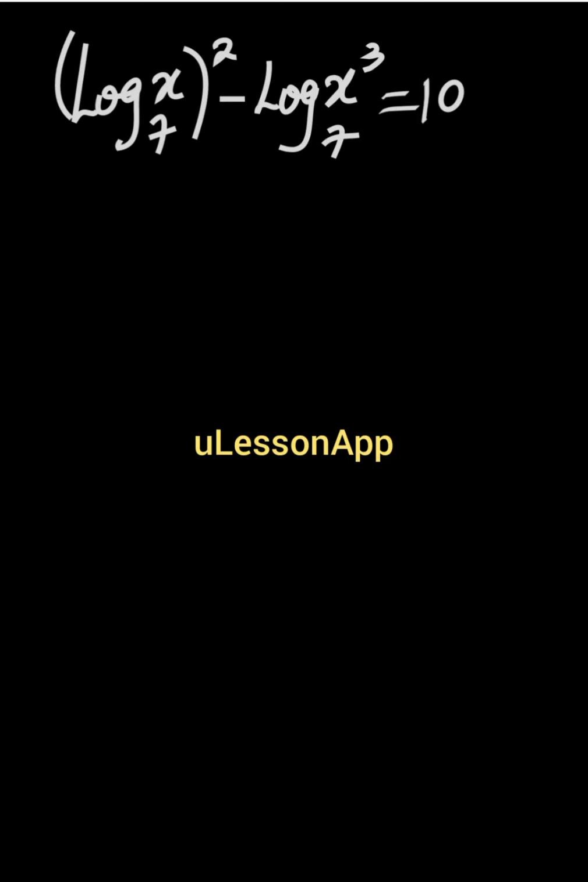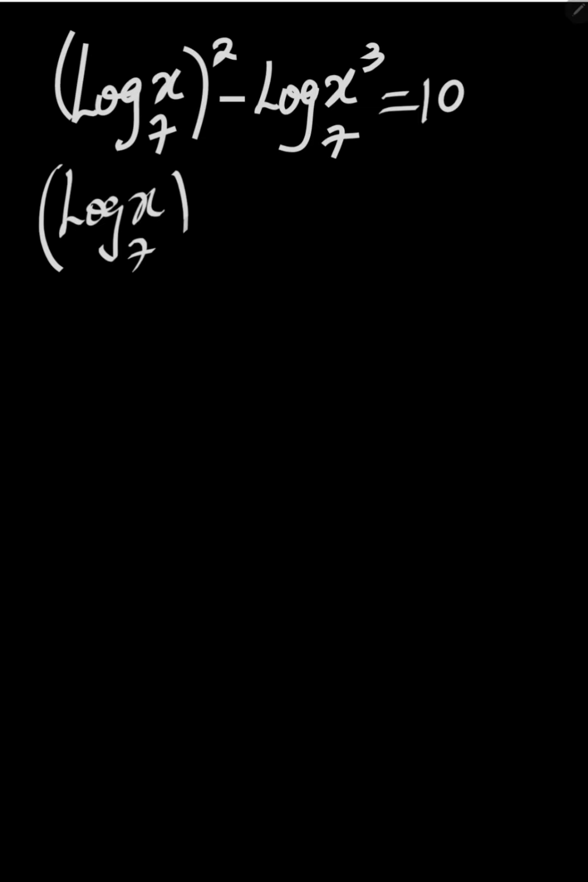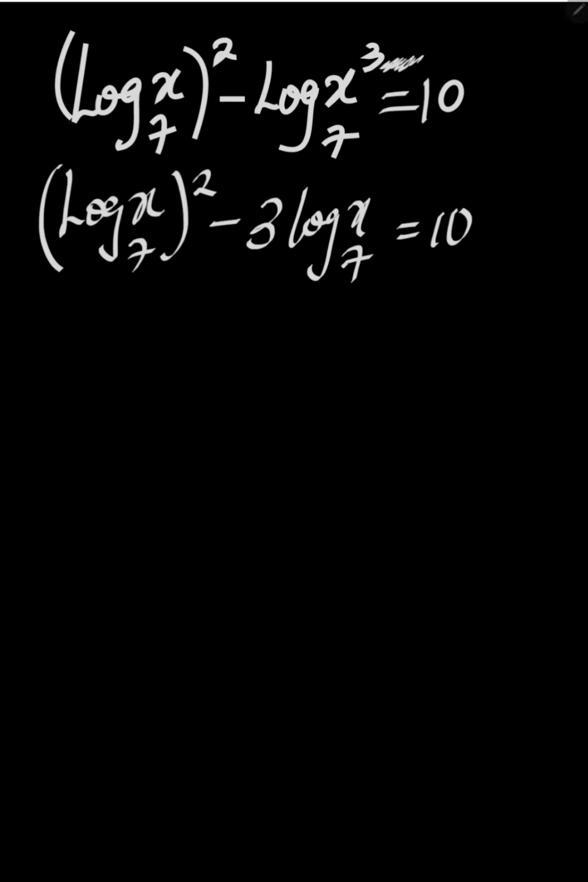So we have (logarithm of x base 7) to the power of 2 minus logarithm of x to the power of 3 base 7 is equal to 10, and we are interested in finding the value of x. To solve this particular problem, let us repeat (logarithm of x to base 7) all to the power of 2 minus this power of 3 here, which can come to the back from the laws of logarithm. We have 3 log x base 7, everything is equal to 10.